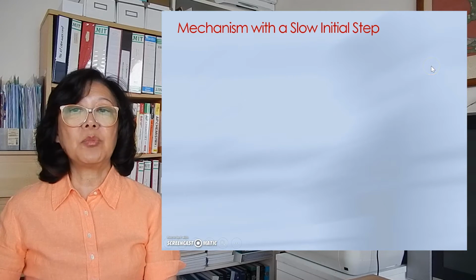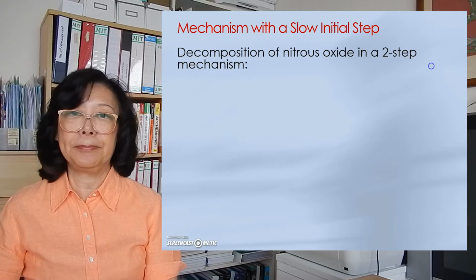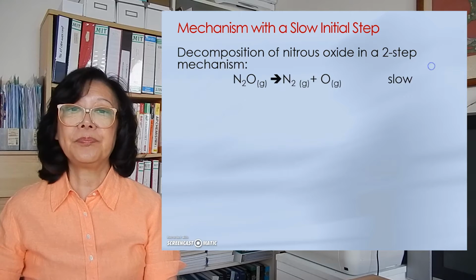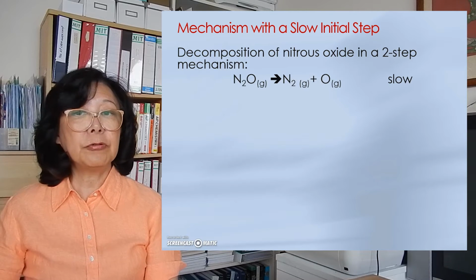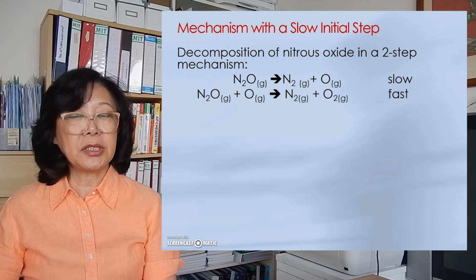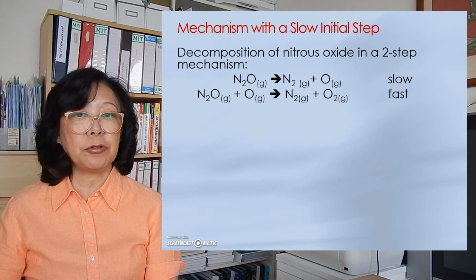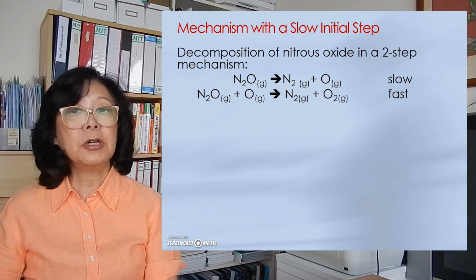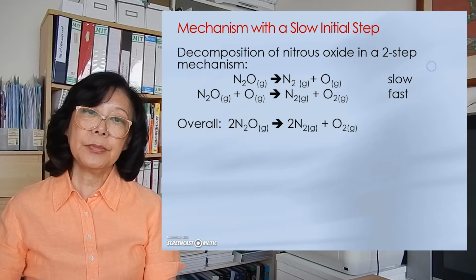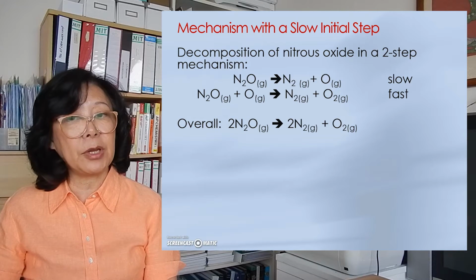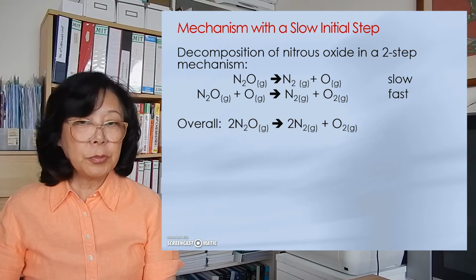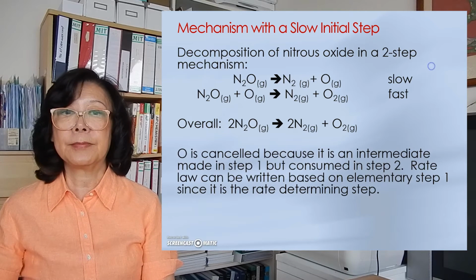Let's show a mechanism with initially a slow step, such as the decomposition of nitrous oxide into N2 and forming a radical O that's being slow. Then the next step will be another molecule of N2O combining with this O radical to make N2 and O2. Now this step is fast. Overall, when we add up the two elementary steps, we get an overall equation of 2 moles of N2O to make 2 moles of N2 and 1 mole of O2.